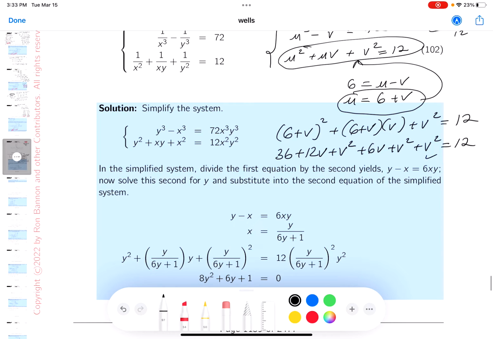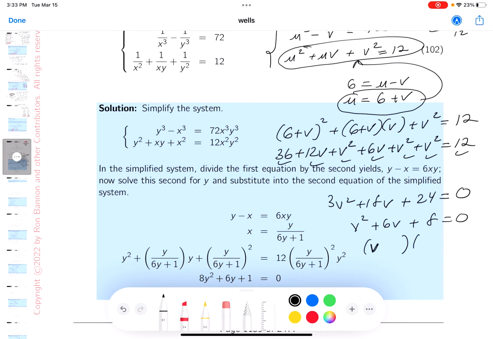I've got to do it in 1, 2, 3, 3v squareds. 6v and 12v is 18v. Well, you got 36, but you're going to take 12 from that. That's going to be plus 24, and that's going to be equal to 0. I'm going to divide by 3. You get v squared plus 6v plus 8 equals 0. I'm going to factor that.